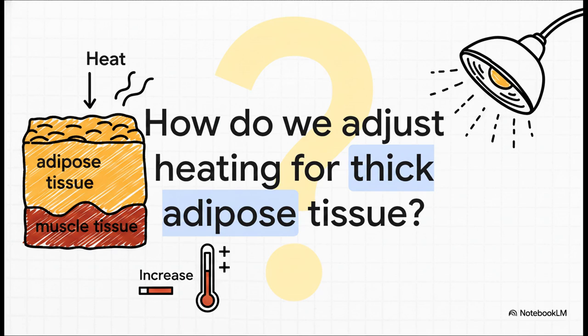Here's your first case. Patient A comes in with a lower back strain, but they have a notably thick layer of adipose tissue right over the targeted muscle area. Knowing what we just learned about tissue conductivity, how do we adjust our heating modality to make sure the underlying muscle actually gets any therapeutic benefit?